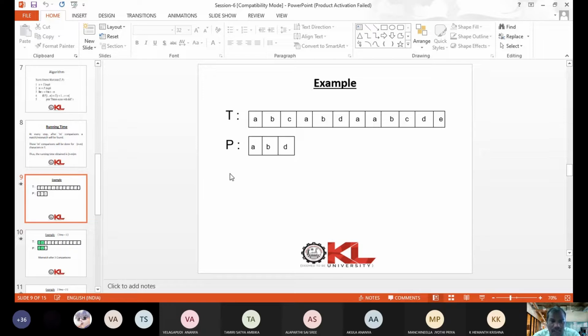Here, assume that T is the given string, that is A, B, C, A, B, D, A, B, C, D, E. The pattern is ABD.